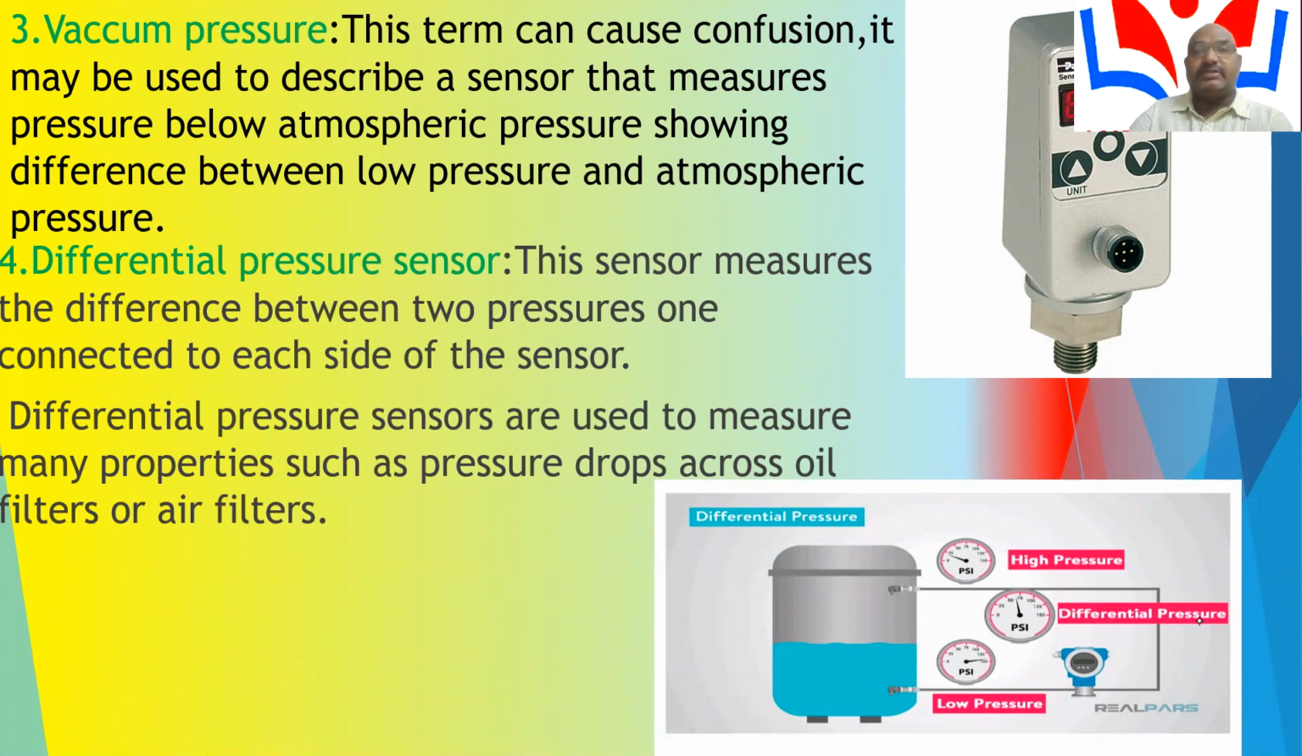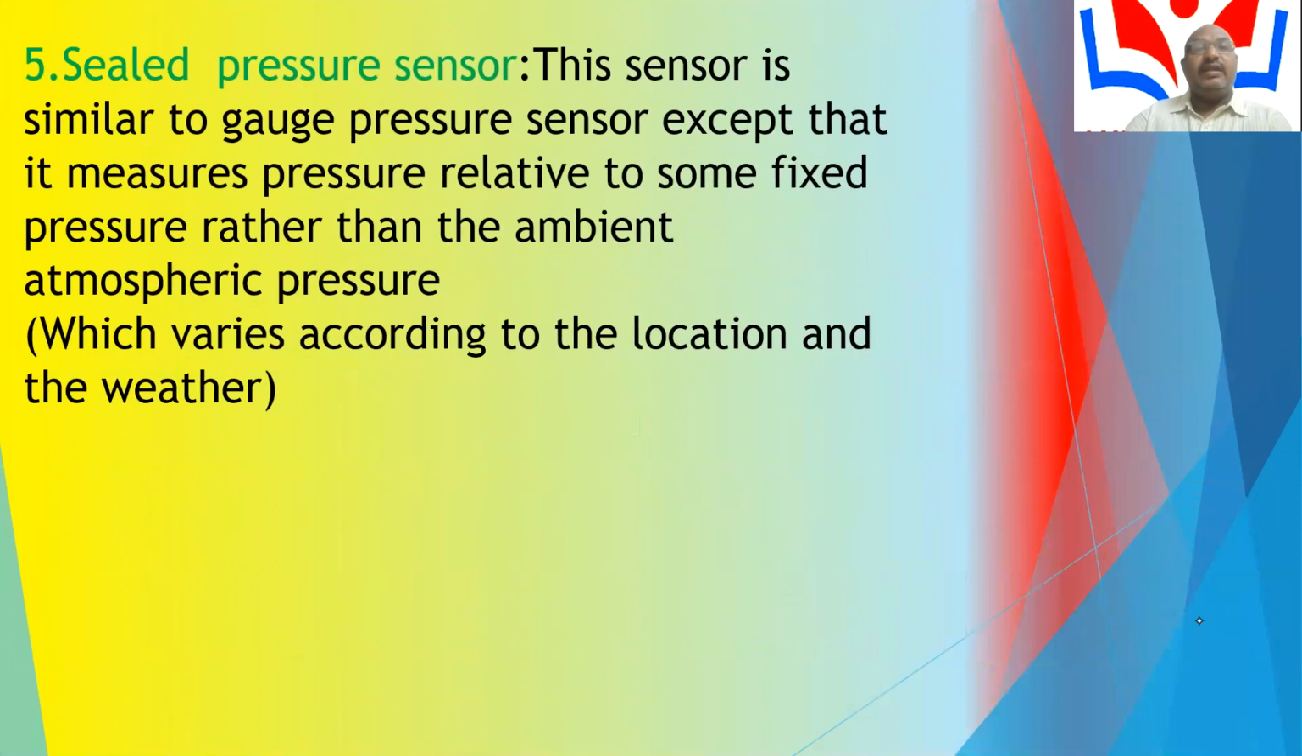A differential pressure sensor measures the difference between two pressures, one connected to each side of the sensor. Differential pressure sensors are used to measure many properties, such as pressure drops across oil filters or air filters. A sealed pressure sensor is similar to a gauge pressure sensor, except that it measures pressure relative to some fixed pressure rather than the ambient atmospheric pressure.